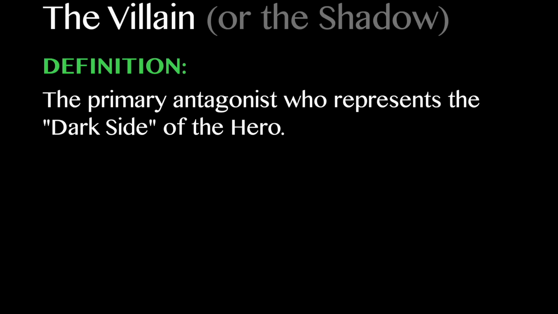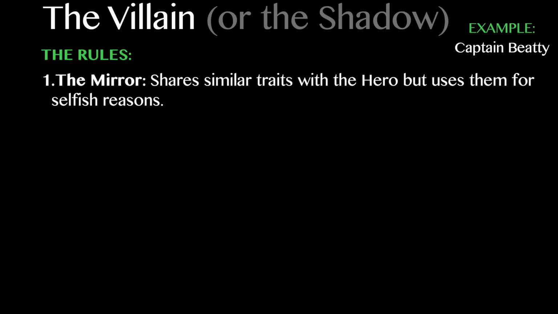The next one is called the villain, often called the shadow, and I actually prefer the term shadow because villain makes people just think of doing bad stuff, and this archetype is more than just doing bad stuff. Our definition is going to be the primary antagonist. The hero was the protagonist. The villain, or the shadow, is the antagonist, and this is who represents what we might call the dark side of the hero.